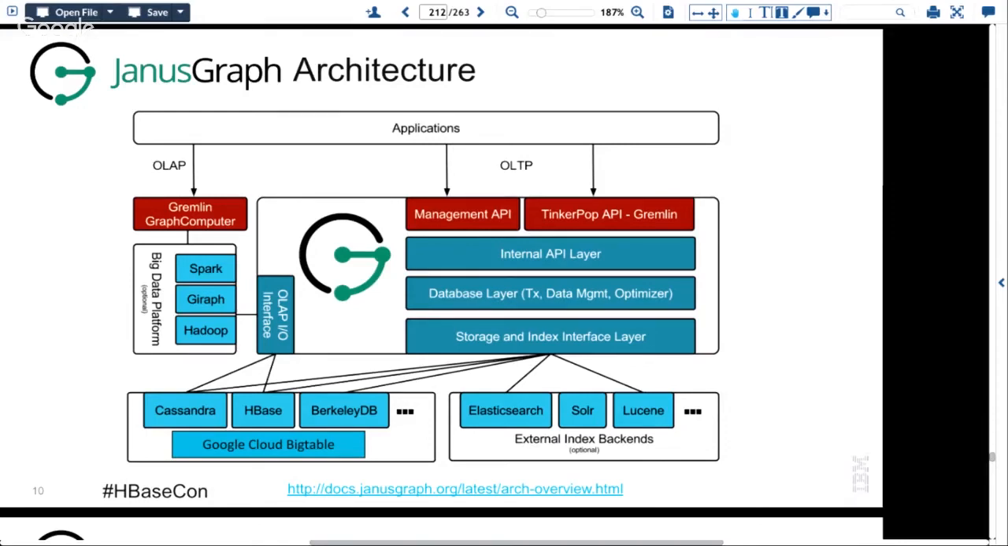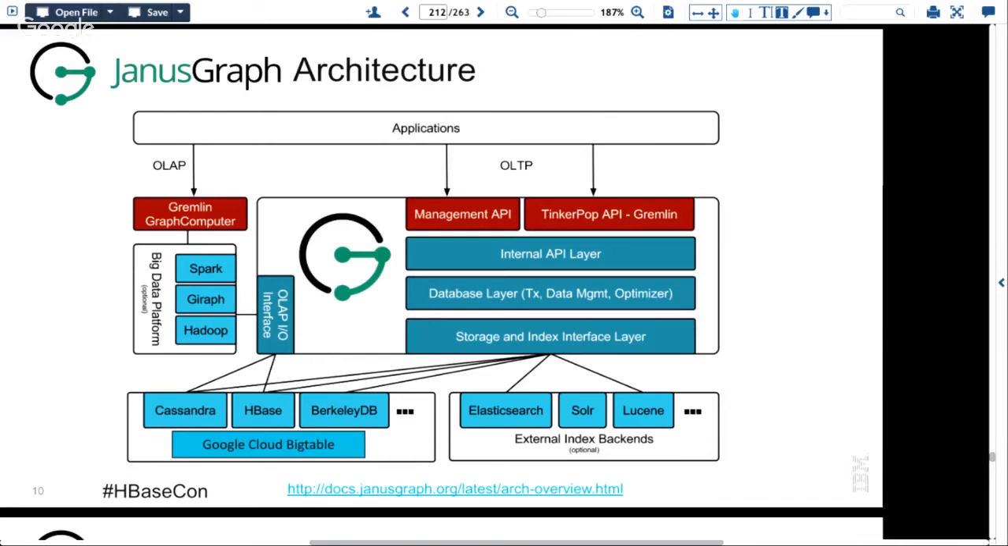So looking here at the architecture, we can see the red blocks. Those are coming out of TinkerPop, with the Gremlin graph computer for OLAP traversals on the left, and then the TinkerPop API on the right. In the center, the blue pieces, those are the core pieces of JanusGraph, providing the parts that TinkerPop doesn't provide around indexing, transactions, and things like that. Then at the bottom, we have our scalable backends. We break it out between storage backends and indexing backends.